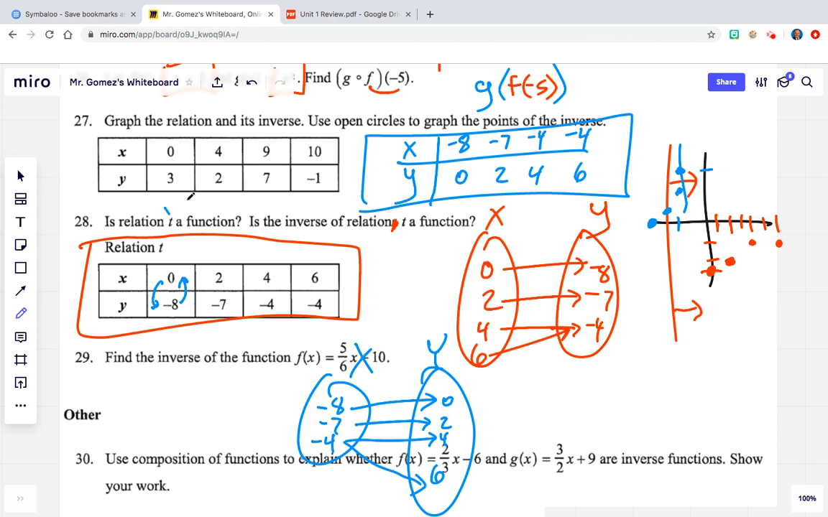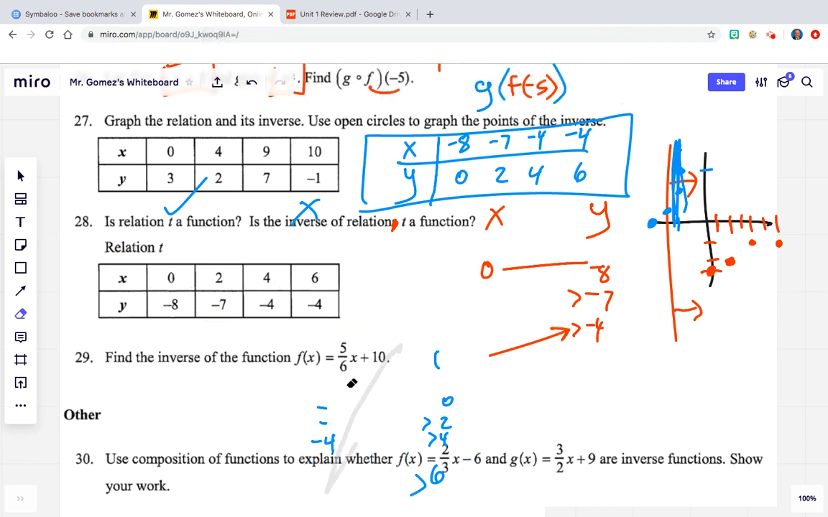So the relation is a function, but the inverse is not because it fails the vertical line test right here. Otherwise, you could say that the x is duplicated or repeated, or the x maps to two different y values. Either one of those would be correct. All right, so now let's move on to number 29.